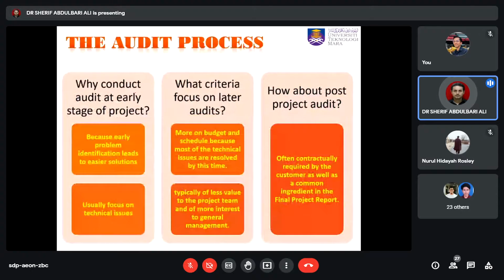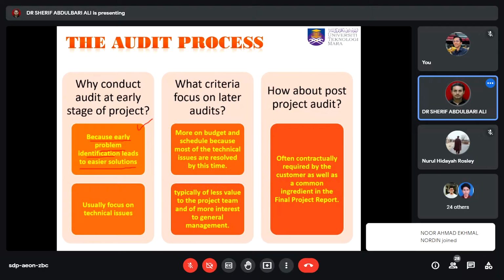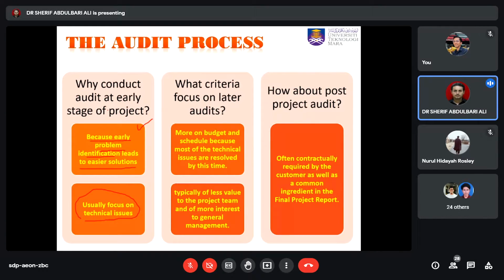So the audit process: why do we actually conduct an audit at an early stage? This is a good practice. If you make an audit at an early stage, that means you are going to avoid problems, because early problems lead to easier solutions. If you find any problems before they become big, it is easy for you to find a good solution for them. And because usually it's focused on technical issues, an early audit is focused on the technical issues.